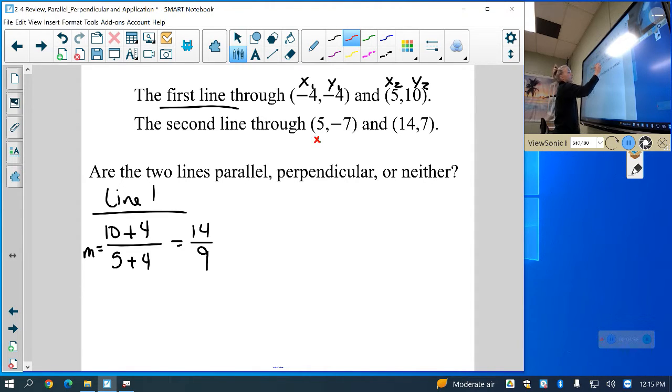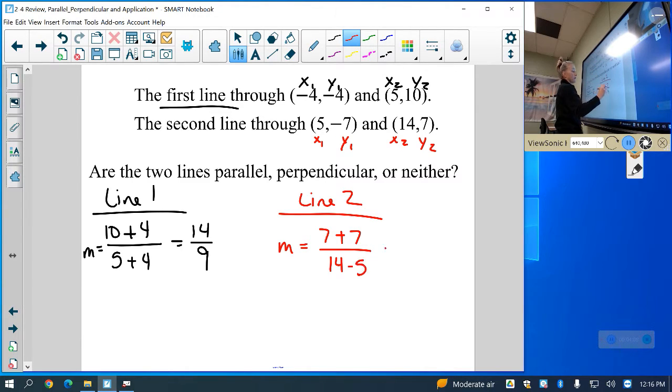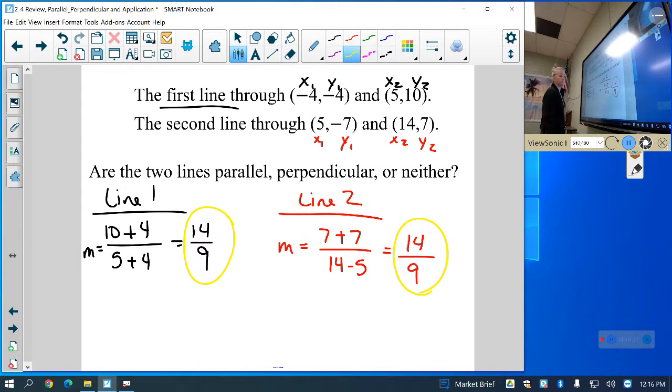So if this is x1, y1, and this is x2, y2, this is line 2, I have my slope, 7 minus negative 7, or 7 plus 7, and then 14 minus 5 gives me 14 over 9. So what does this tell me? I have 14 over 9 and 14 over 9. They have the same slope, so the lines are parallel.